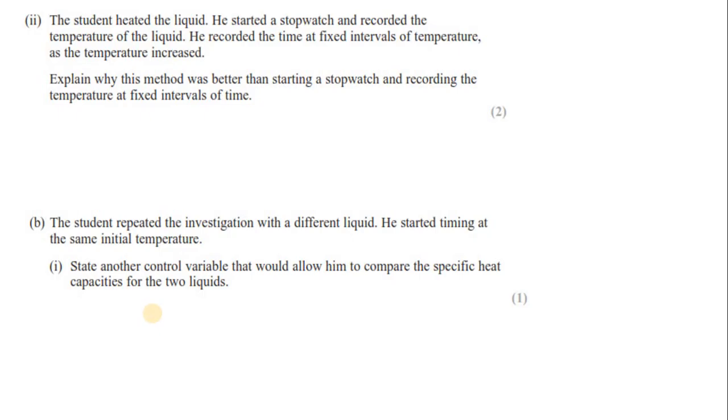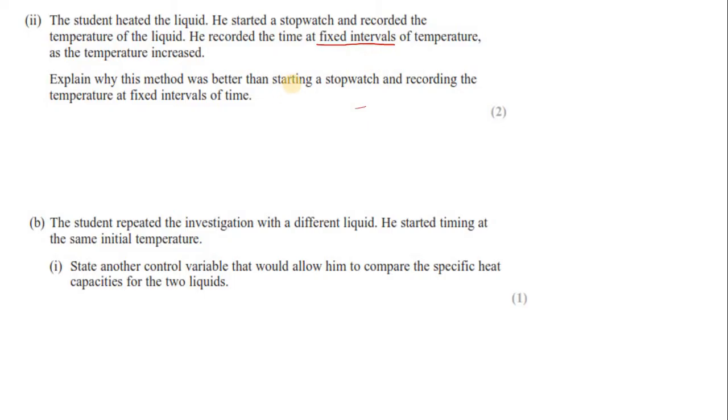The student heated the liquid. He started the stopwatch and recorded the temperature of the liquid. He recorded the time at fixed intervals of temperature as the temperature increased. Explain why this method was better than starting the stopwatch and recording the temperature at fixed intervals of time. So what are they saying? They are saying that we need to record the time for a fixed interval of temperature. Why can't we do it the other way around? Why can't we measure temperature for a fixed interval of time?